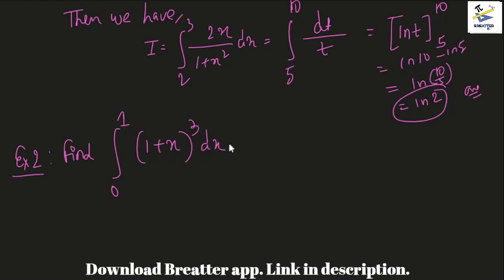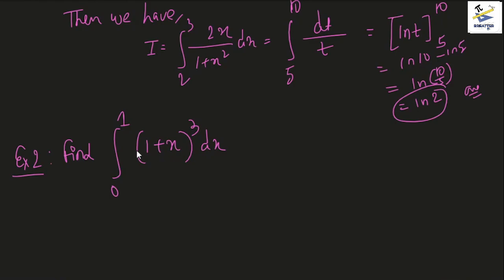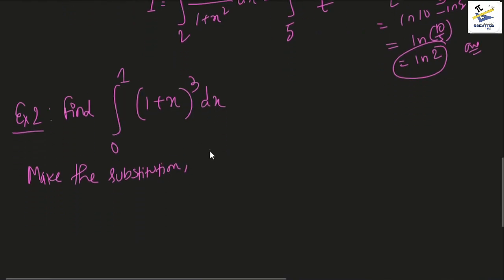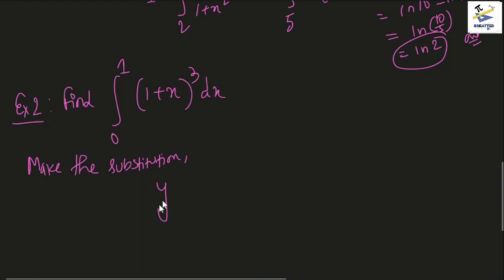So suppose this was our integral that we needed to find, the integral from 0 to 1 of (1 plus x) whole cube dx. Now in this integral, one way as always is to expand (1 plus x) whole cube as 1 plus x cube plus 3x square plus 3x and then integrate it separately, right? Another way is to make the substitution y equals to 1 plus x.